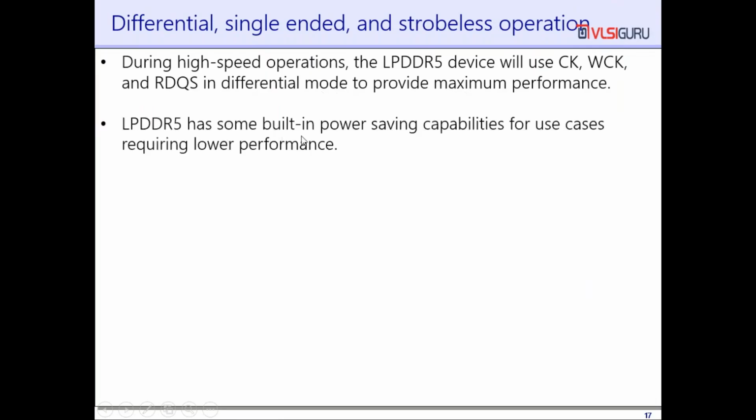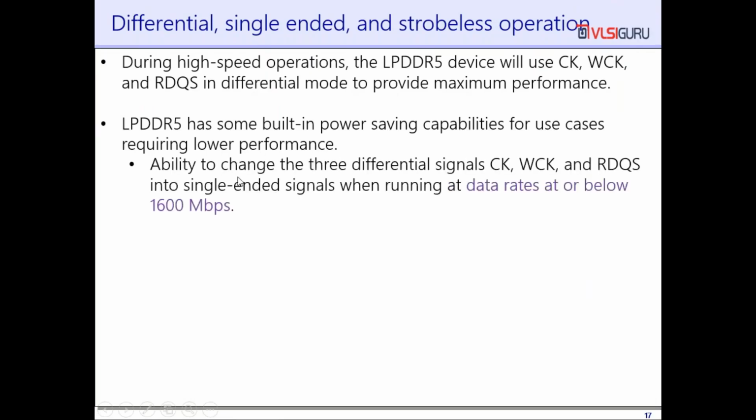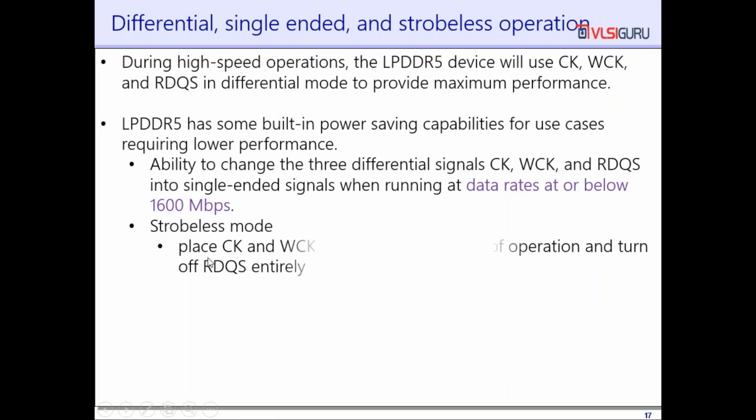LPDDR5 has some built-in power saving features for use cases requiring low performance. So when you are okay with low performance, some power saving capabilities have been implemented. One of them is the ability to change these three differential signals into single-ended signals. That means you don't need to provide the differential mode when running at data rates at or below 1600 Mbps. There is also one more mode called strobeless mode.